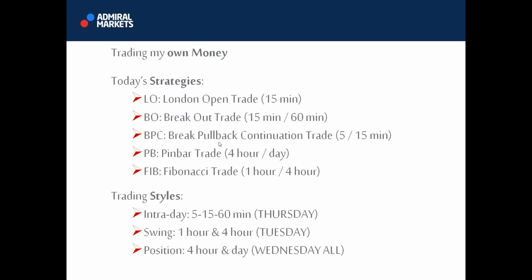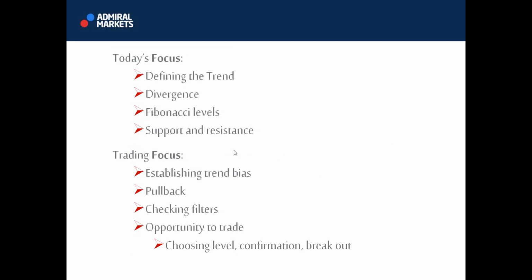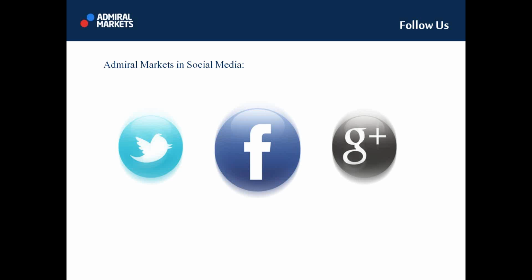Cool. So today we're going to take a look at defining the trend, if there's any divergence, Fibonacci levels, support and resistance. We're going to be using our technical analysis to establish if there is a trend or not, and then trade it accordingly by trading, for example, a pullback, checking for filters, and seeing if there's an opportunity to trade, like a breakout, for example.